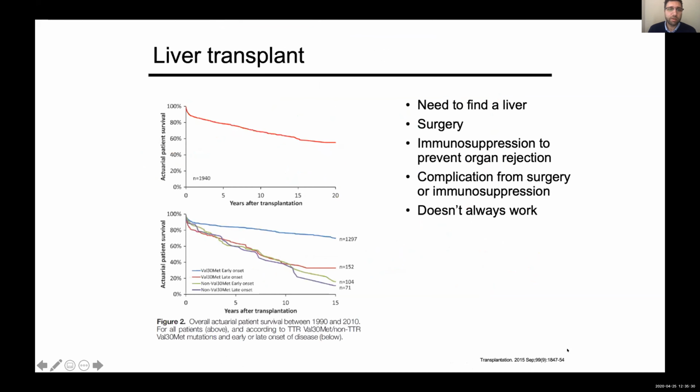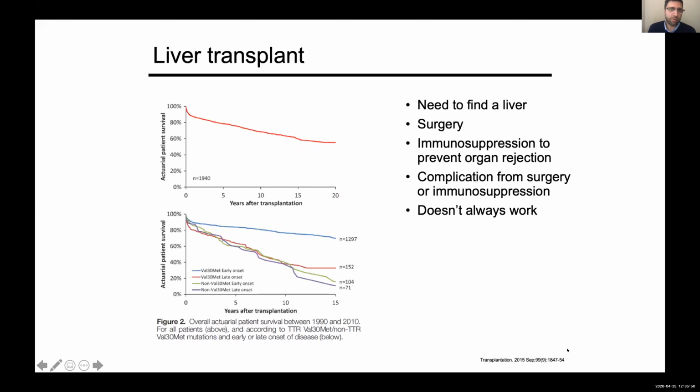Liver transplant works really well in certain conditions, especially in young people with the V30M mutation. However, people who have a different type of mutation, it may not work that well, and people may continue to progress. So we have patients who've had a liver transplant but unfortunately continue to progress.